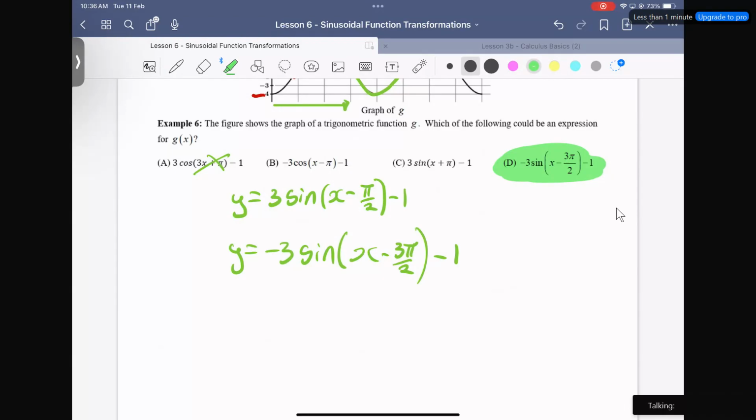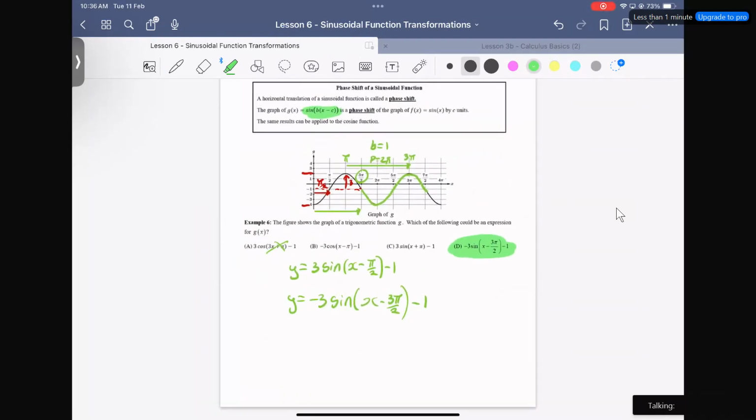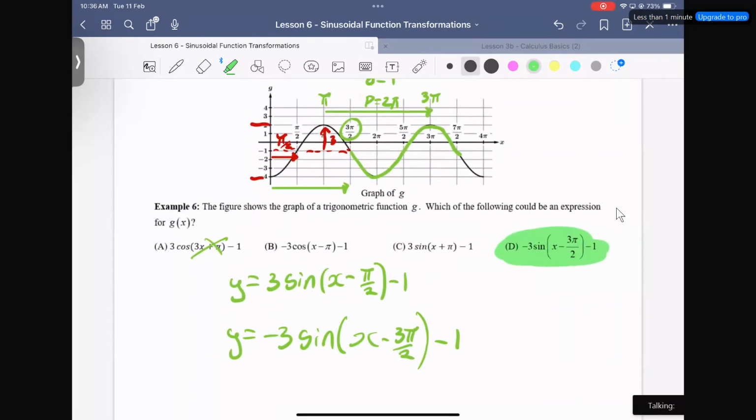So that one is going to be there. Okay. That one was a tricky one.